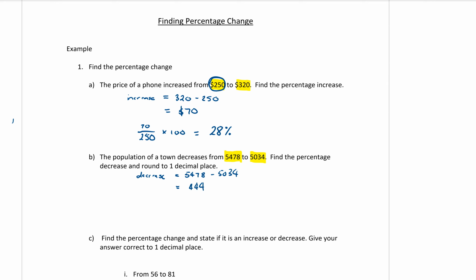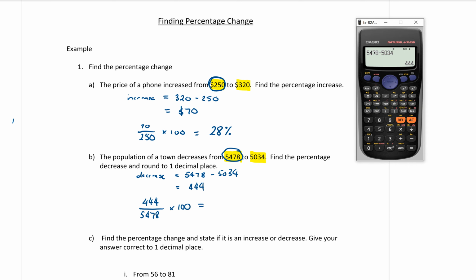To find that as a percentage, we start with the 444. We divide by the starting number, the first number, which is 5478. And to turn that fraction into a percentage, we multiply by 100. Type it in the calculator.